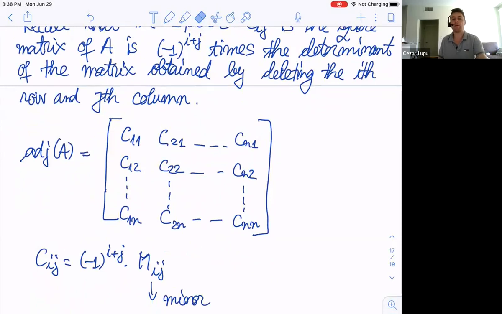Now let me give you a quick example, and I would like to go even a bit further in using these kinds of properties, such as the adjugate of a matrix, in solving systems of linear equations. This is what I'll be talking about, the so-called Cramer's rule. But before we go into that, let me just give you an example.